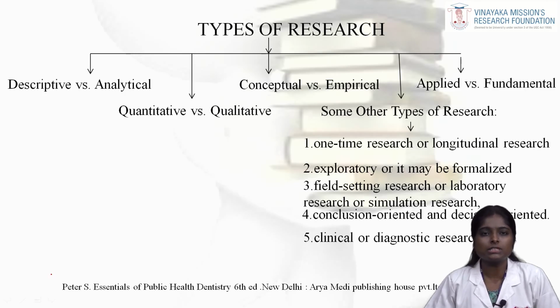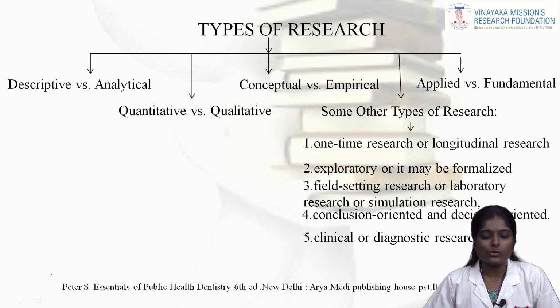Basically, descriptive analytical: when you describe a population, it is descriptive research. Analytical is when you have two groups and you test a hypothesis, that is analytical research. And it can be quantitative or qualitative based on the variable you measure. When it is measurable, it's quantitative, and when it is not measurable in amount, it is called qualitative.